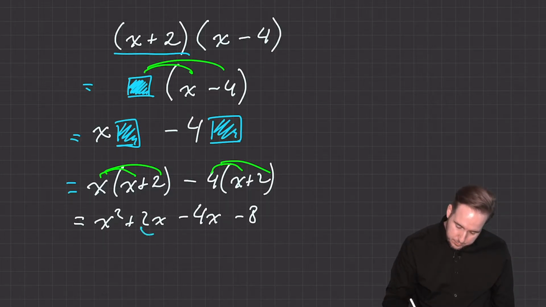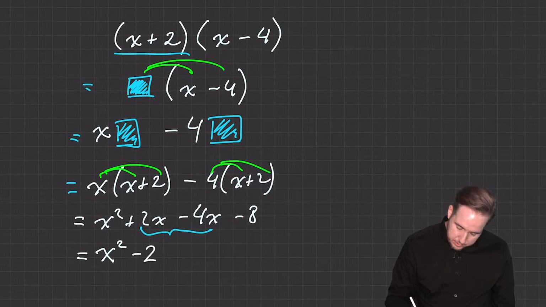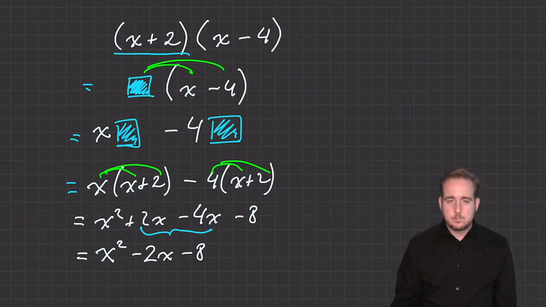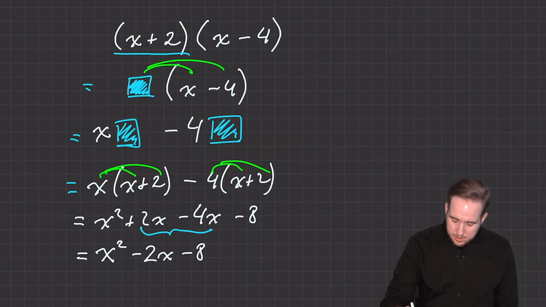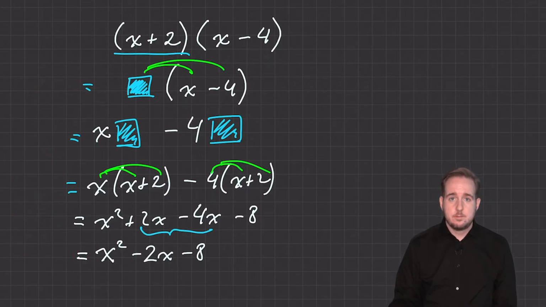Look in the middle, I have two like terms that I can collect. Plus 2 minus 4 is minus 2x, minus 8. Okay, so that is how I would do it, except you will notice that this is an awfully long number of steps, and I had to do something silly, which is I had to put a blue square in there. So this took me 1, 2, 3, 4, 5 steps to get the answer. And I can do a little bit better.